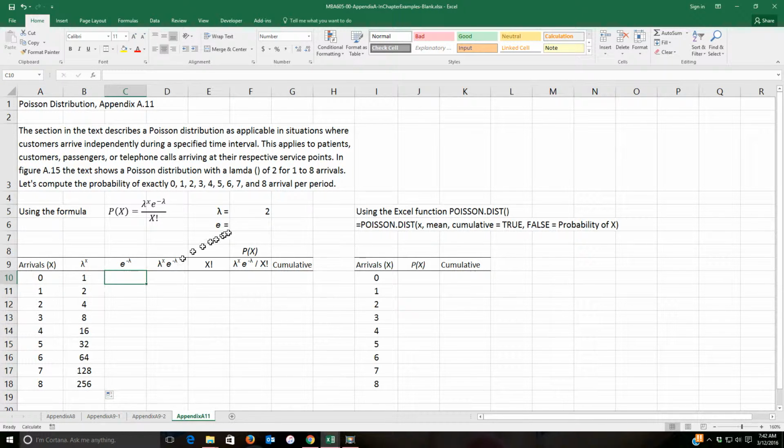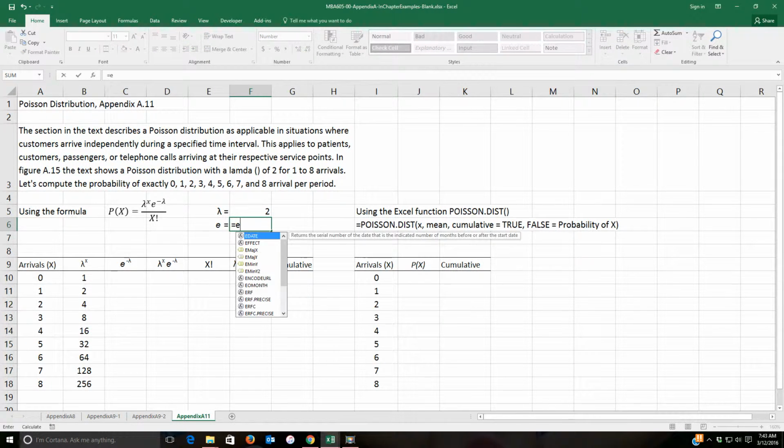Then I want e, and I'll go ahead and calculate e. E is a compounding constant that we use a lot in finance to calculate continuously compounding interest rates. And it is calculated in Excel by using the EXP function to the first power. That will give you e. I require that you find e this way.